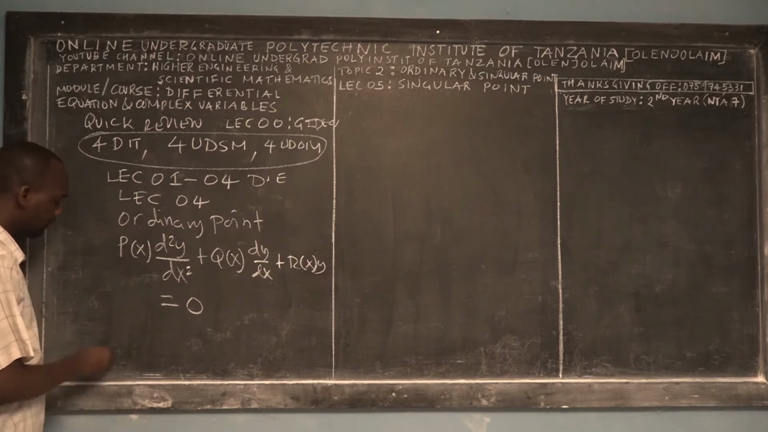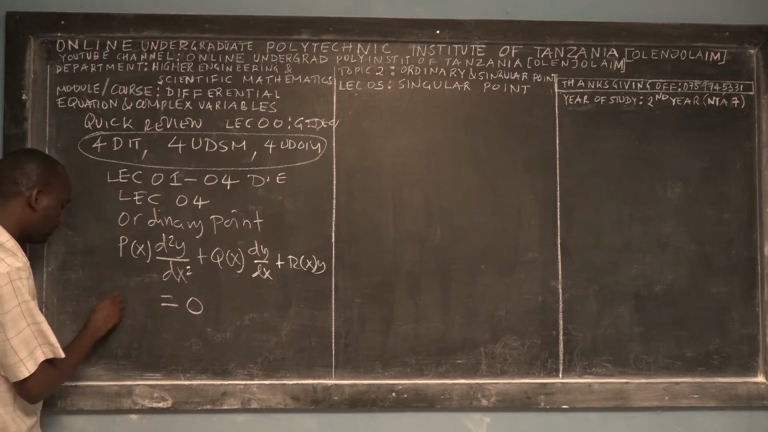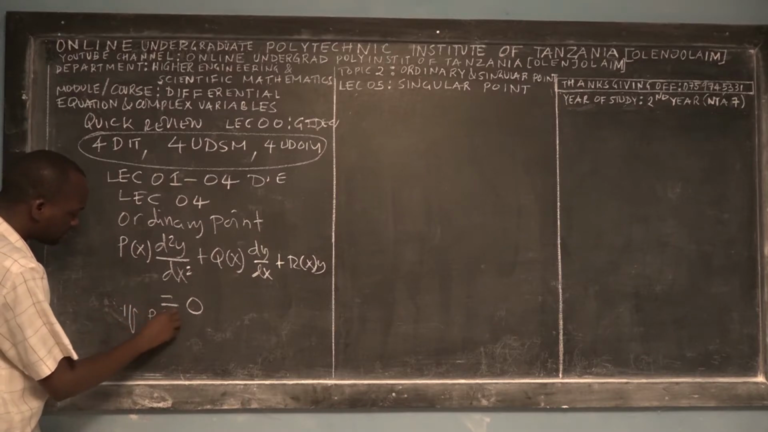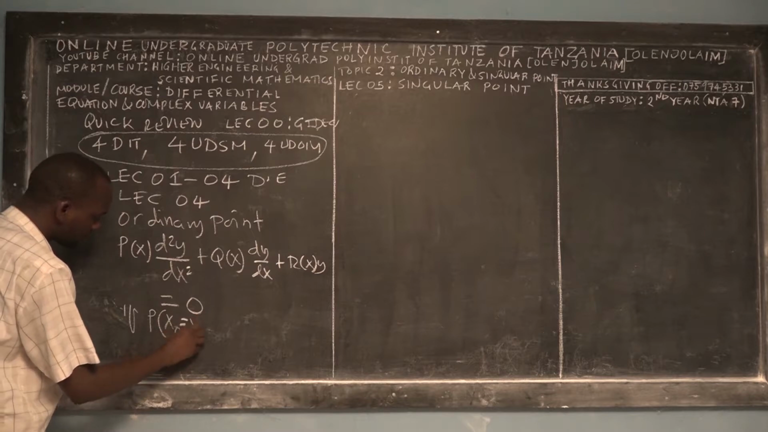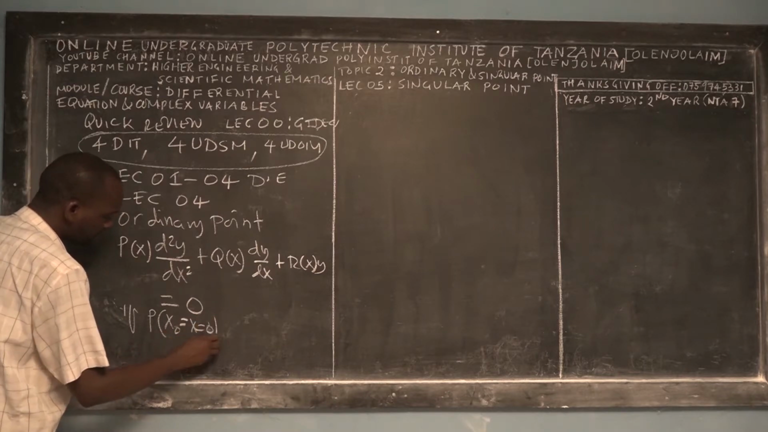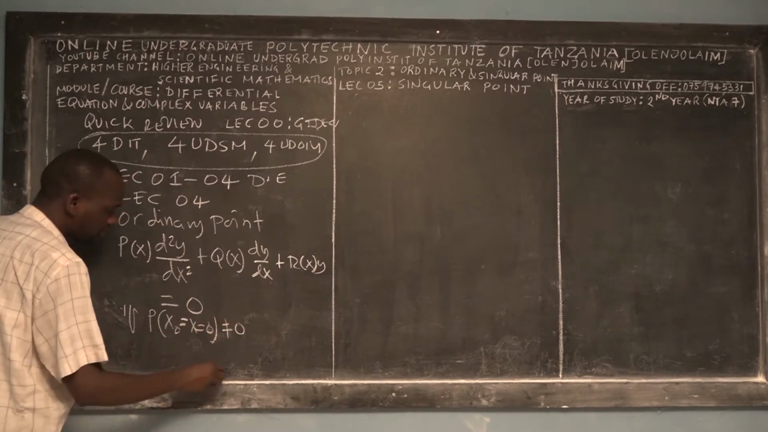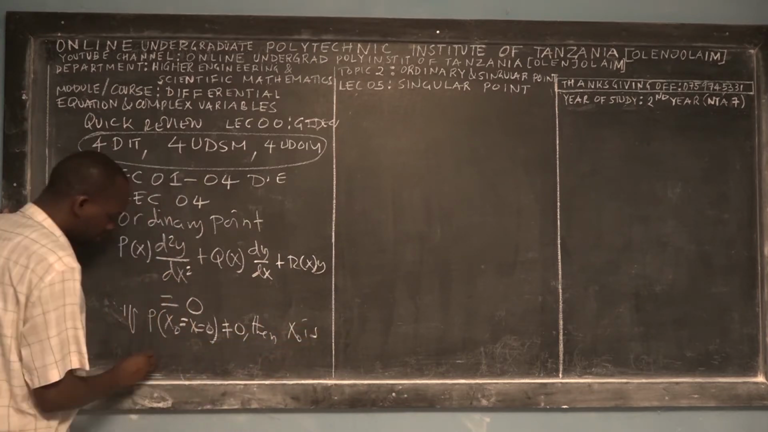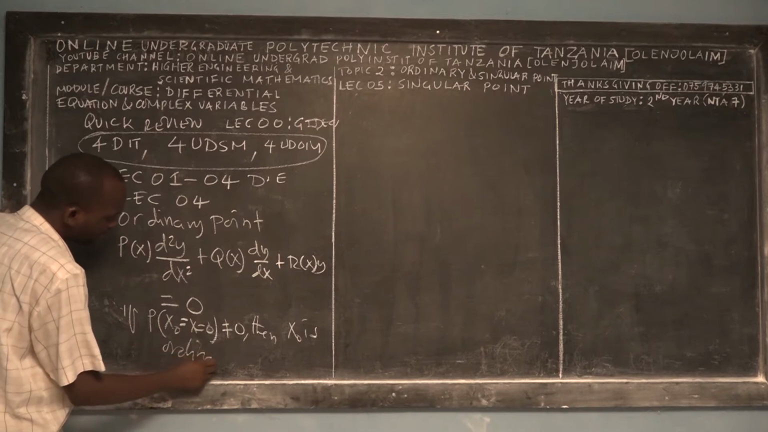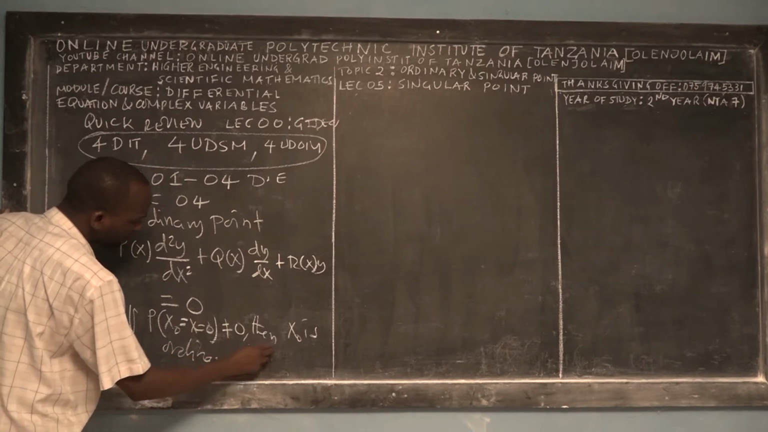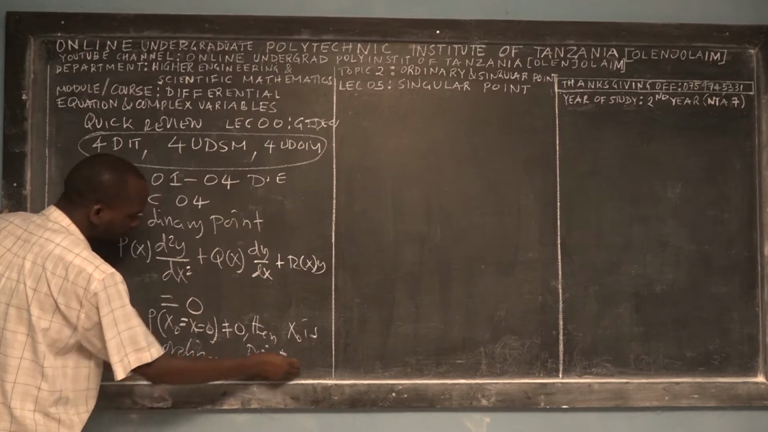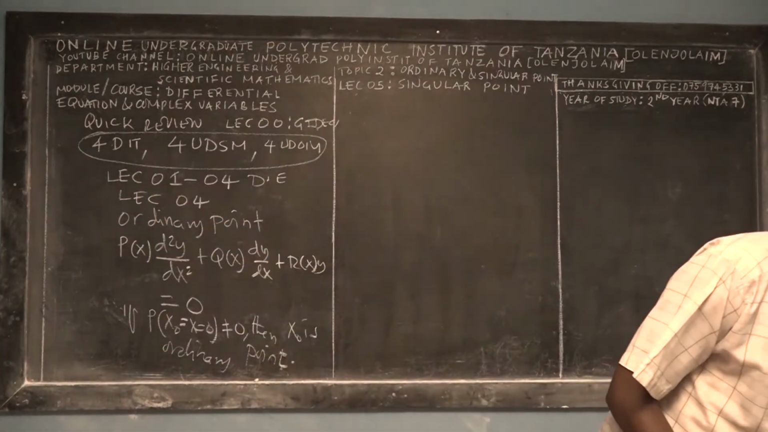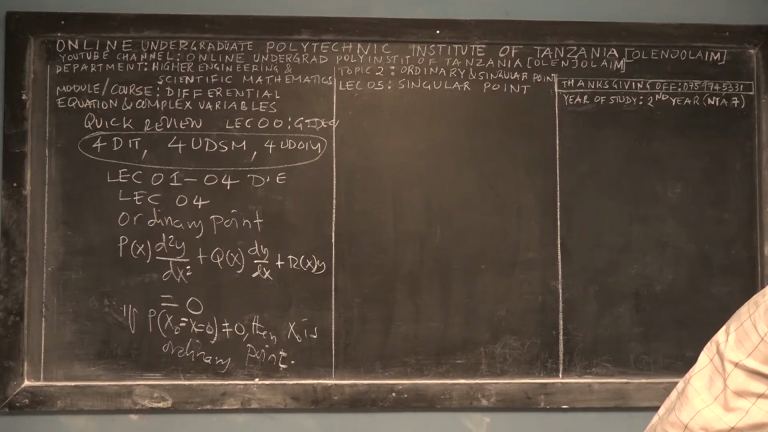So we say that if P of x naught is not equal to 0, then x naught is an ordinary point. Otherwise, it's not an ordinary point. And if it's not an ordinary point, it is a singular point. Okay? In case you have any question, ask in the comment section.